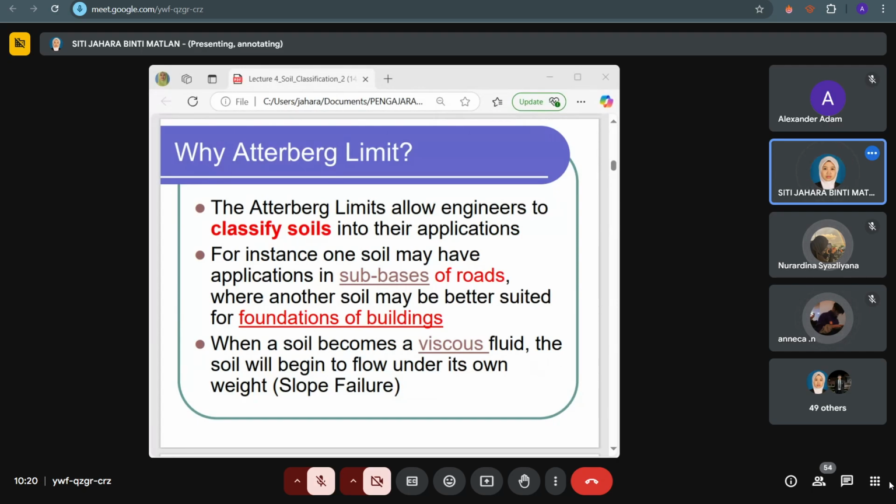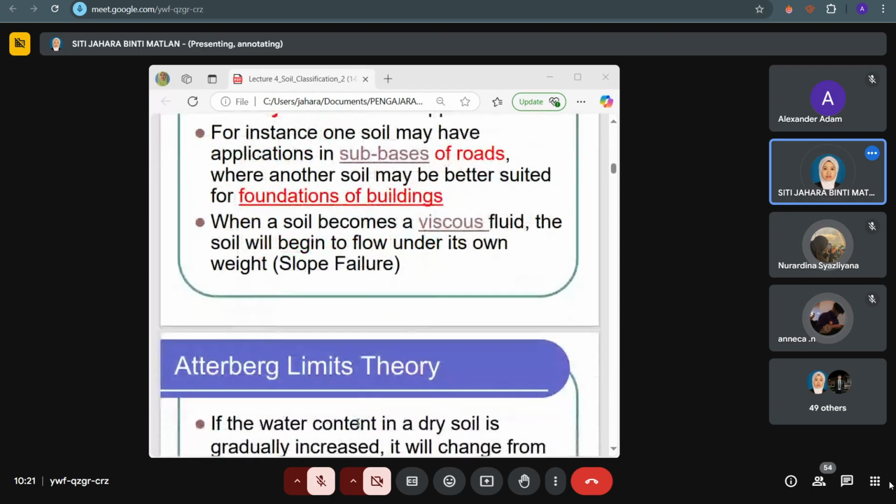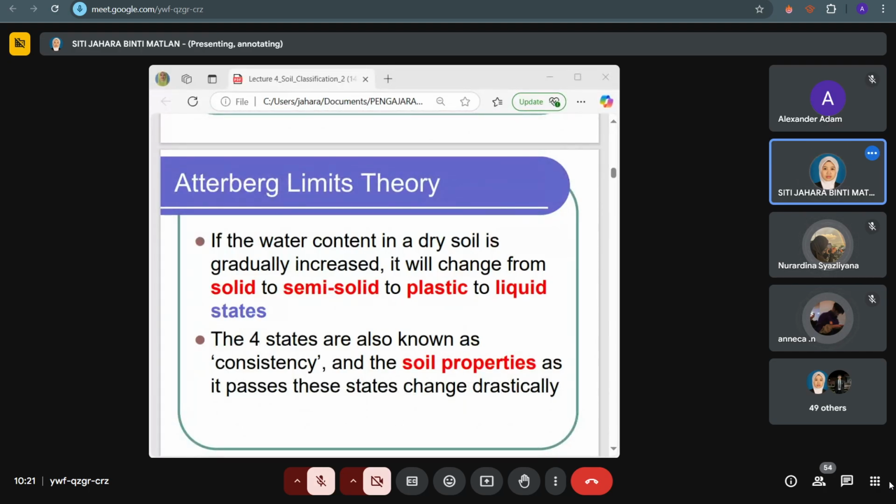These limits also help us understand how the soil behaves when water is added, whether a little, medium or more. If the soil becomes too saturated, it can behave like a viscous liquid and begin to flow under its own weight, leading to issues like slope failure or debris flow. So understanding these limits helps in design in civil engineering projects. That is the introduction for Atterberg limits and why we study them.